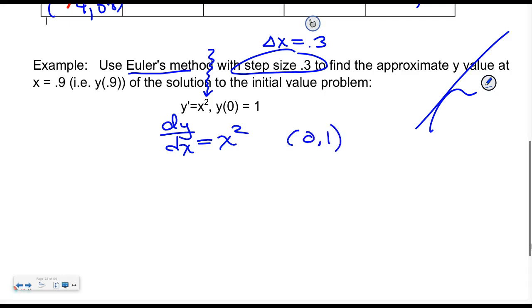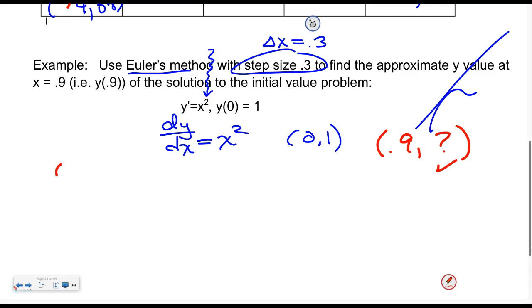You've done this before. You've solved a differential equation. We're not solving them today. We're using Euler's method to approximate what's going to happen when I get to 0.9. Question mark is my answer. All right, here we go. Try not to memorize or look at the table because you won't have it for tests. You're going to go like this.